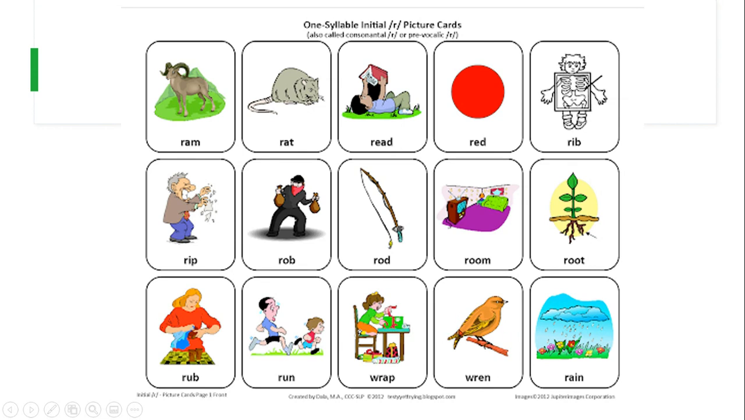Robin, Robin. Last one. Rain, Rain. Fantastic job, you guys. You just did a lot of R practice.